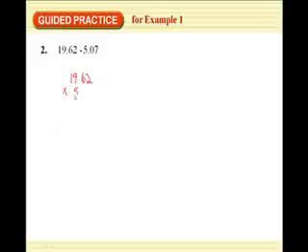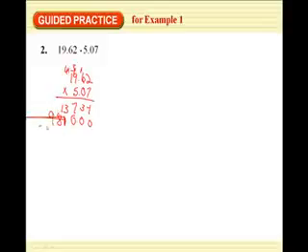19.62 times 5.07. 14, carry the 1, 3, carry the 4, 67, 13, placeholder, well those are all zeros so I don't have to do it, so another placeholder for the 5, 0, carry the 1, 31, carry the 3, 45, 48, carry the 4, and then a 9. 99.4734. 4 places. 1, 2, 3, 4.